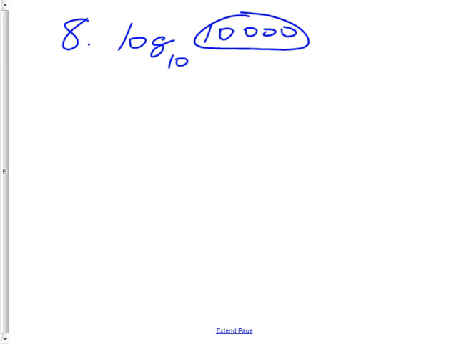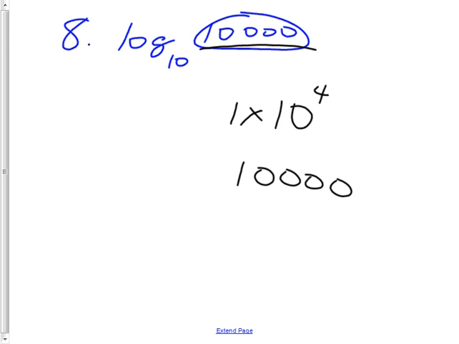Is it 10 to the 4 or is it 10 to the 3? That's the question. Is 10 to the 4 right? Well, it would be the same as having 1 times 10 to the 4, right? 1 times doesn't do anything, right? So 1 times 10 to the 4, that's scientific notation, remember that? 1 times 10 to the 4 would be a 1 with 4 zeros. Is that the same as that? Bingo!